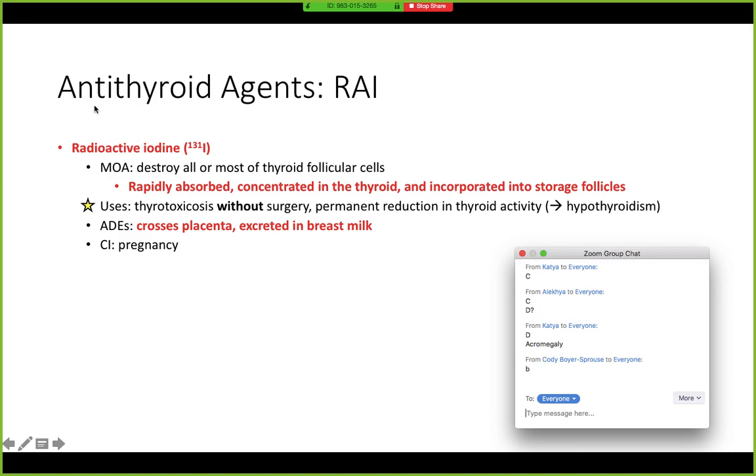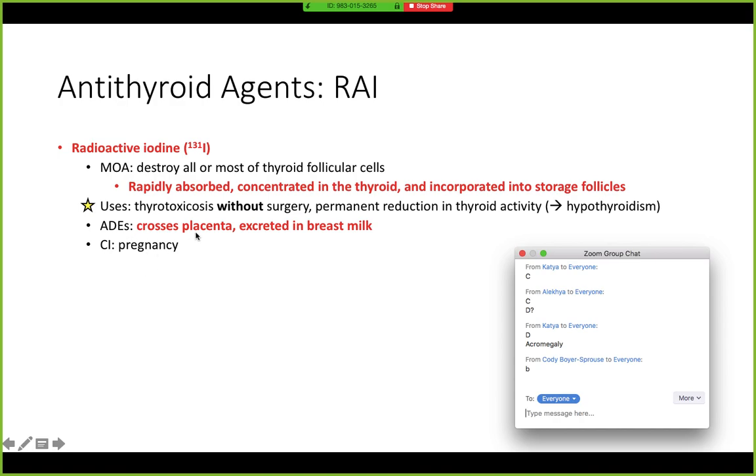Okay, our final anti-thyroid agent is going to be radioactive iodine. And this is used in the treatment of thyrotoxicosis when the patient, for whatever reason, isn't a candidate for surgery. And this is going to result in permanent reduction in thyroid activity. So basically, you're kind of inducing a permanent hypothyroid state.